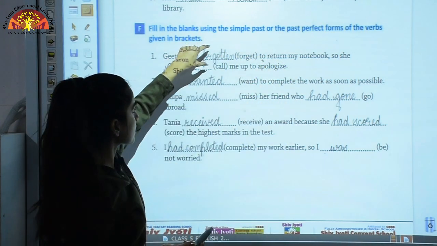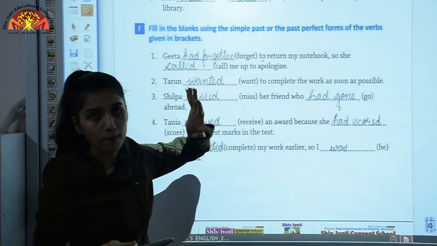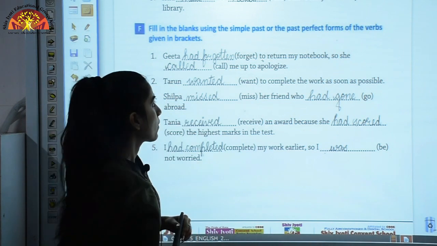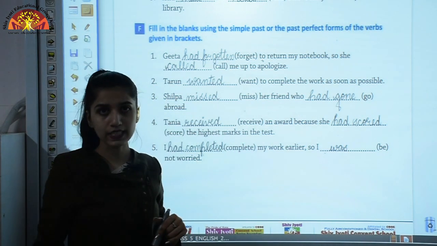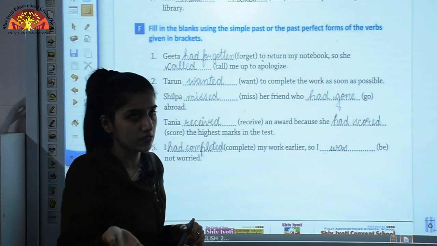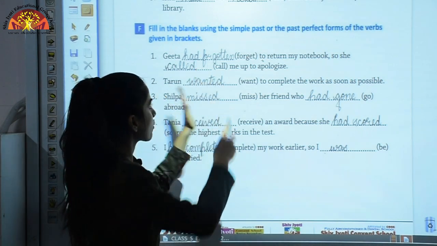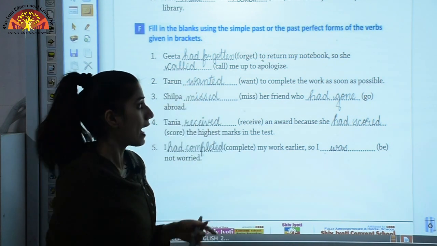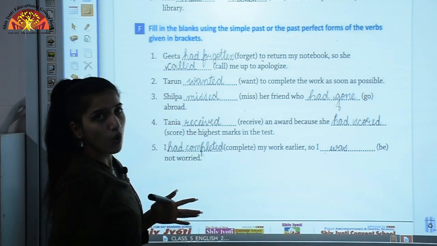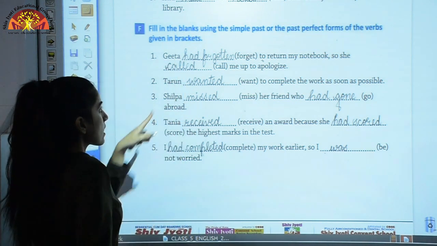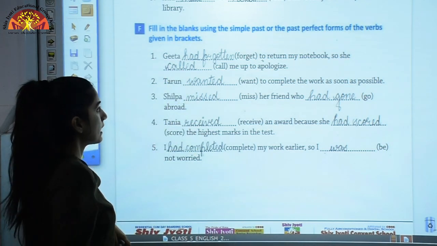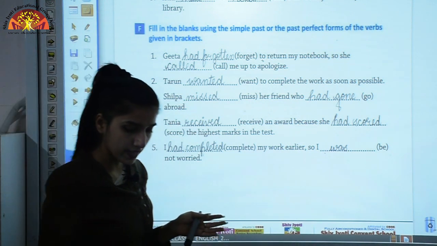So we have to use over here the past perfect form and we will fill it with had forgotten. As we are given the verb forget, we have to use the third form of the verb, that is forgotten. So had with the third form. Had forgotten will come, and in the next blank we are given call. So we have to use the second form of the verb call, and the second form of the verb call is called. We have to add ed to form the second form of the verb. Now in this way you have to do the rest of the exercise.